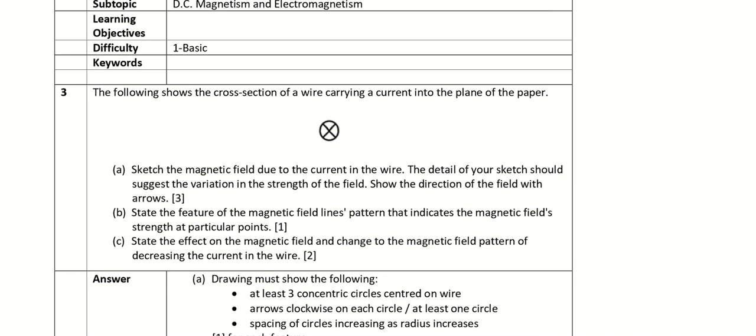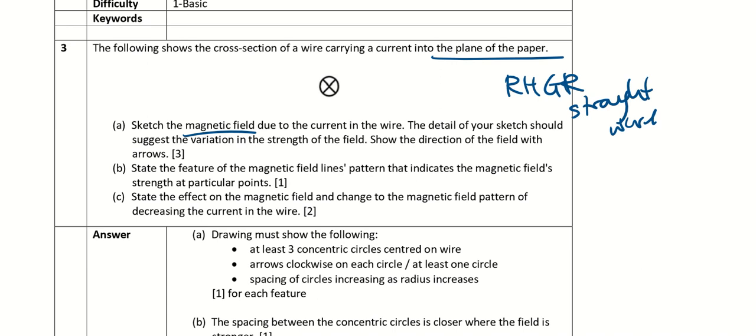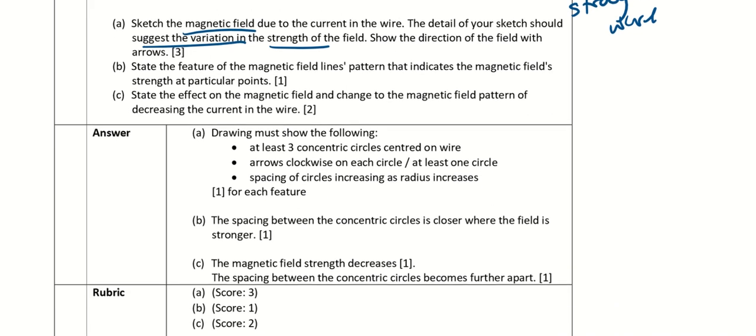Okay, this is a wire carrying a current into the plane of the paper, right? That means your thumb should be facing inwards using your right hand grip rule for straight wire. Okay, they want us to sketch the magnetic field due to the current, and it should suggest the variation in the strength. Show the direction of the field with arrows.